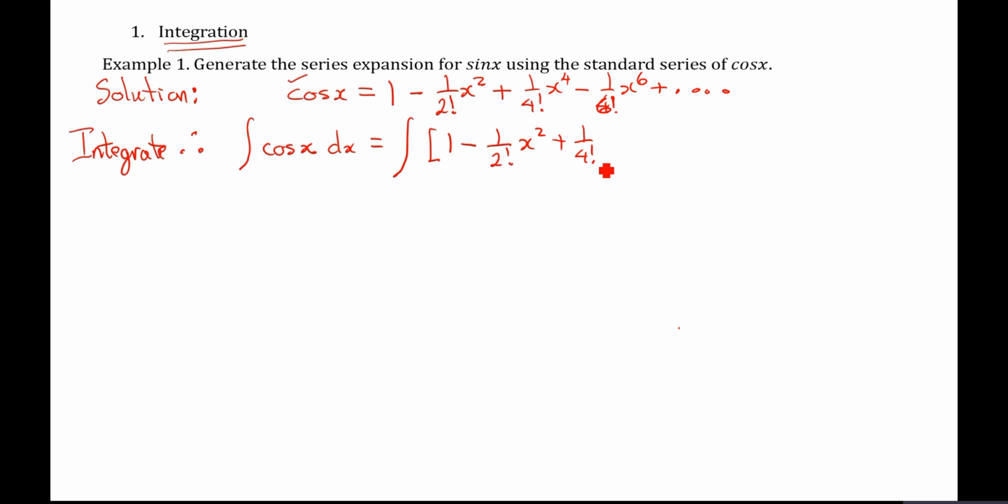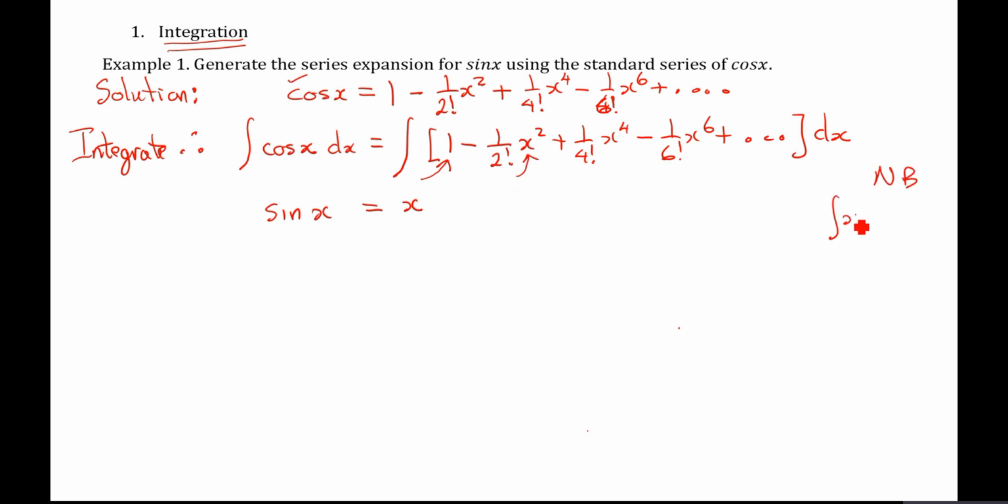Plus 1 over 4 factorial, minus 1 over 6 factorial x to the power 6 plus... dx. Now we know what the integral of cos x is. What is the integral of cos x? That is sine of x. Let's take each term individually. What is the integral of 1? That is x. What is the integral of x squared? Do you recall? Just a quick recap now. What is the integral of x squared dx?